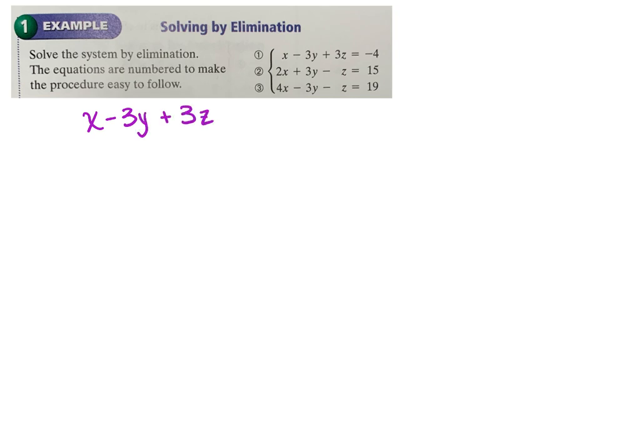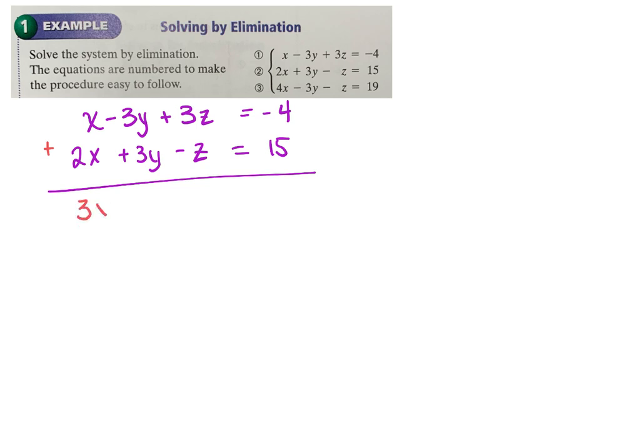So I have X minus 3Y plus 3Z equals -4. And I have 2X plus 3Y minus Z equals 15. This is already set up for me to eliminate. And so I'm just going to add these down. 1 and 2 is going to give me 3X, -3 and +3 will cancel, 3 and -1 will give me 2Z. And then on the other side, -4 and 15 will give me 11. All right, so I have eliminated Y.